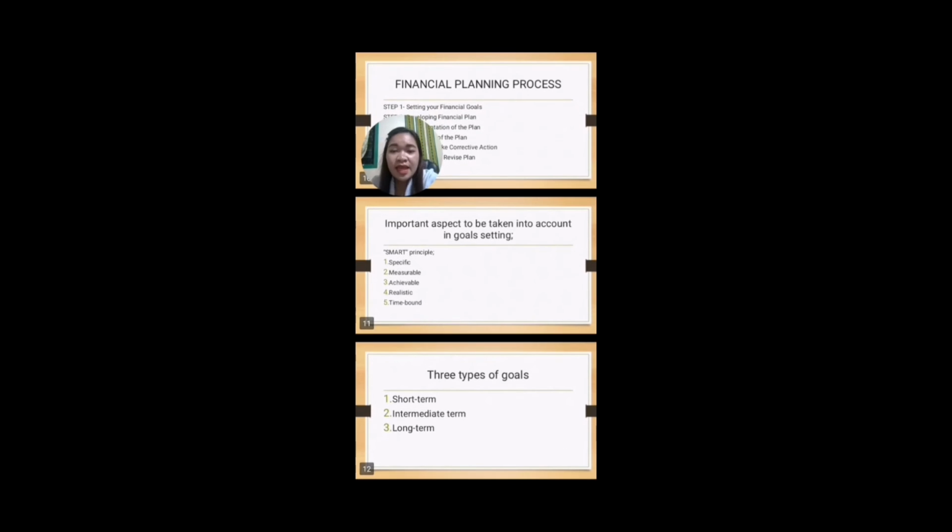Okay, proceed. M stands for measurable. What gets measured gets managed, by Peter Drucker. If we have no measurements, we will not be sure about the quantity. So, we have to quantify the goal in monetary terms.